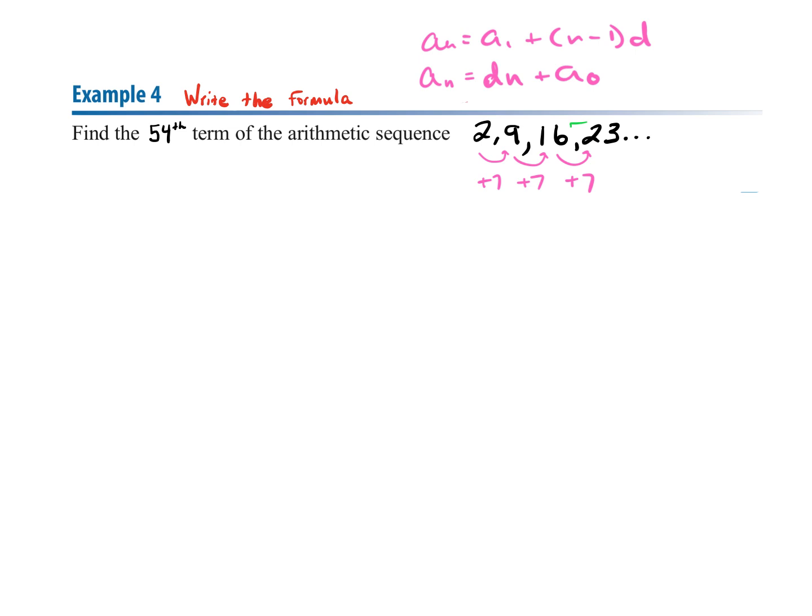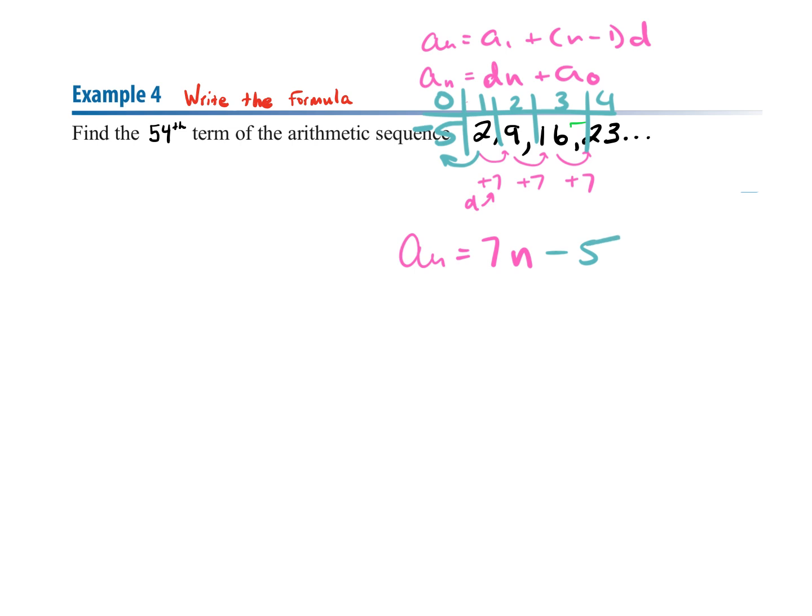Let's use our shortcut one. A sub n is equal to D times n plus A sub 0. So A sub n is equal to, what's D? 7. D is our common difference. So 7 times n. How would we find A sub 0? This is my first term, second term, third term, fourth term. How would we find our 0th term? Subtract 7. Awesome. When we subtract 7, what do we get? -5. So our 0th term would be -5.